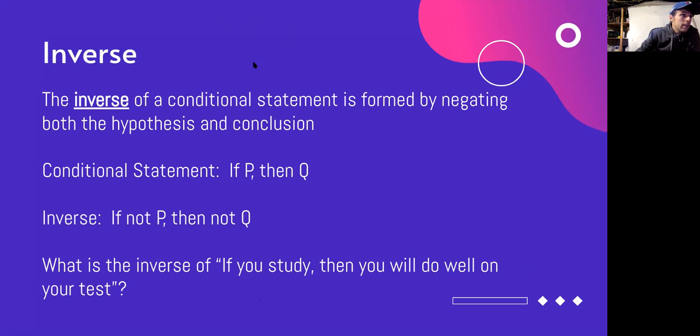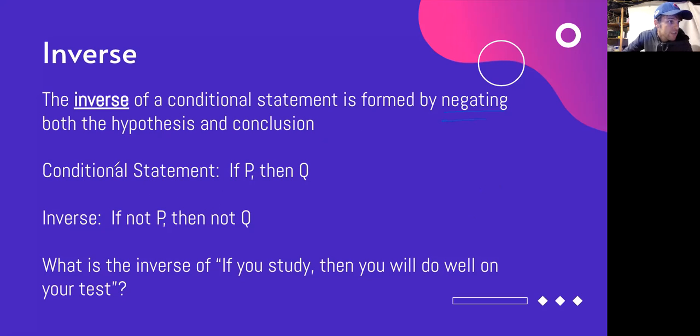Inverse. All right. The inverse of a conditional statement is formed by negating both the hypothesis and the conclusion. When we mean negating, we mean writing the logical opposite. So we want our statement to say the opposite thing. So for example, if a statement was, it is Friday, the opposite of that is, it is not Friday. Or if you want to say, it is not raining, well, the opposite of that is, it is raining. Or making it say the opposite.